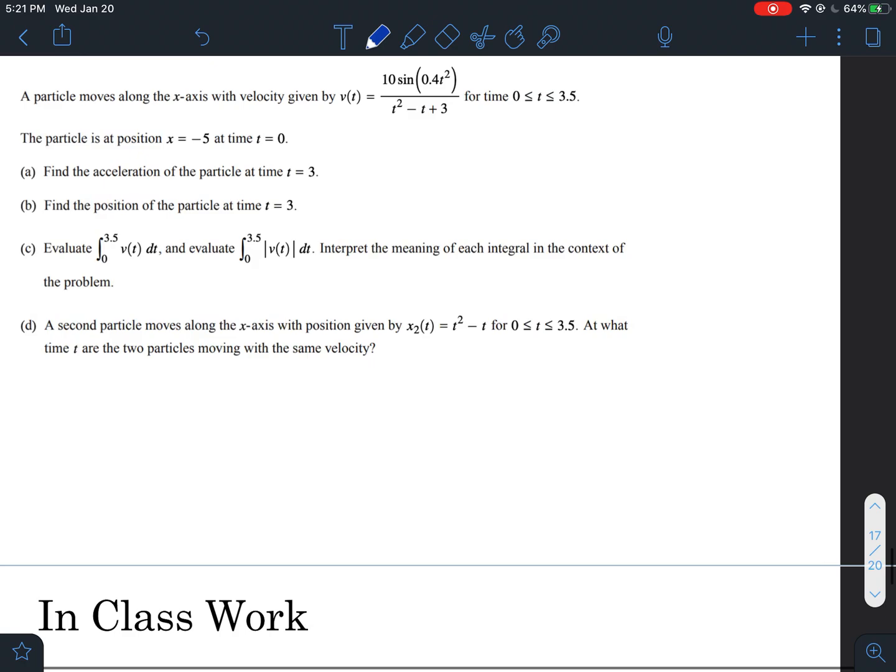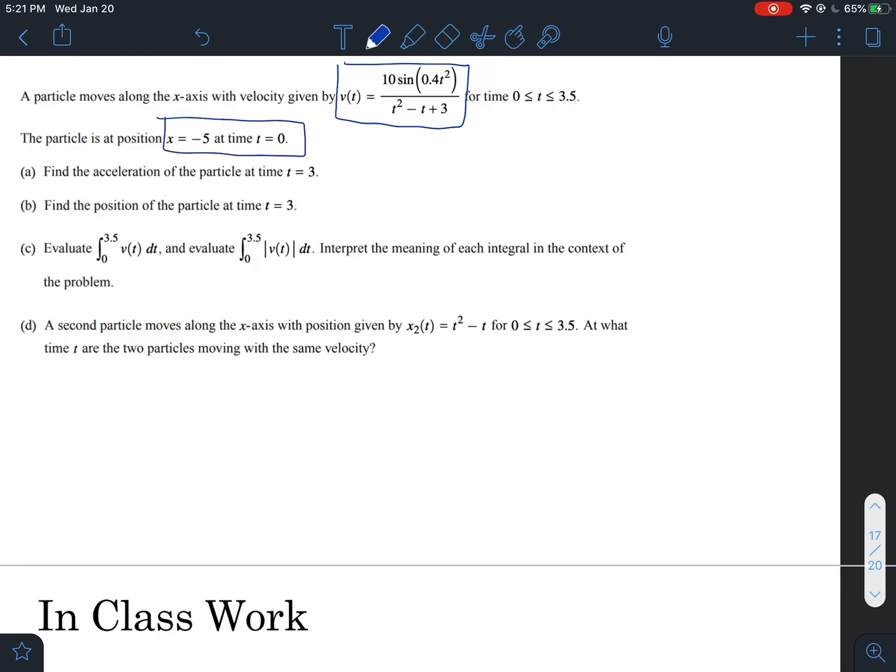All right, let's look at another one. A particle moves along the x-axis with this velocity function, 10 sine of 0.4 t squared divided by the trinomial t squared minus t plus 3, between 0 and 3.5. At time equals 0, the position of the particle is negative 5. Find the acceleration of the particle at t equals 3.